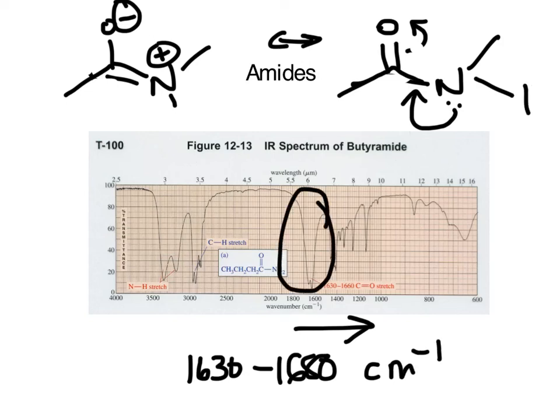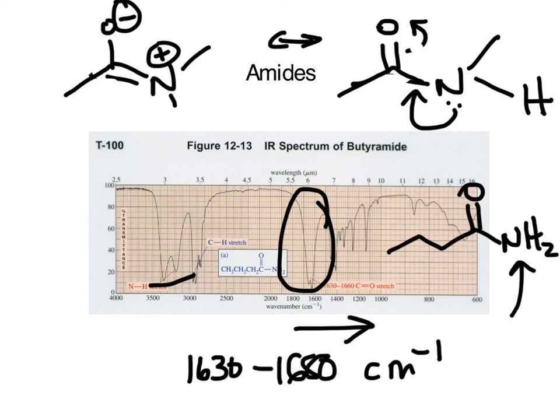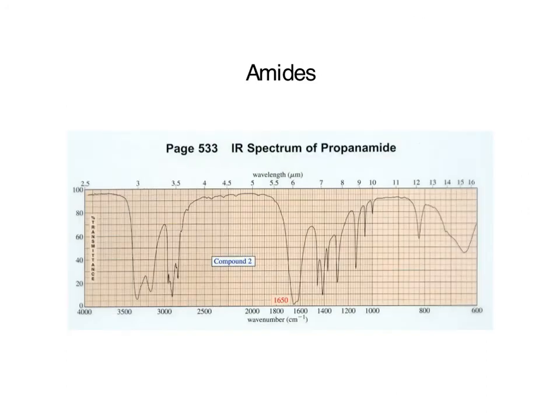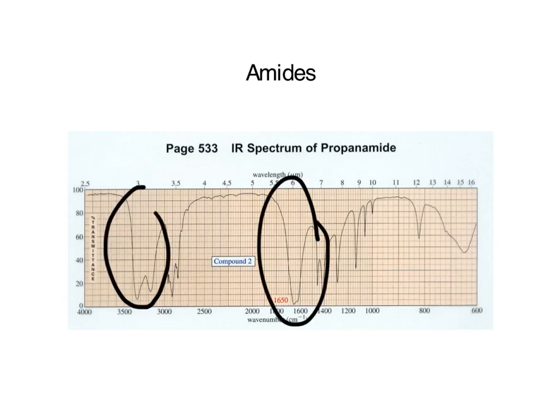Now, if your amide contains hydrogen, you may also see an NH stretch. So butyramide would be this. We have two NH stretches, and we see that with our two peaks down in that region where we usually see NHs. So an amide also contains an NH, and it can show up in the IR. Another example here of an amide, again, 1650. We're seeing that, and we're seeing our NHs show up there.